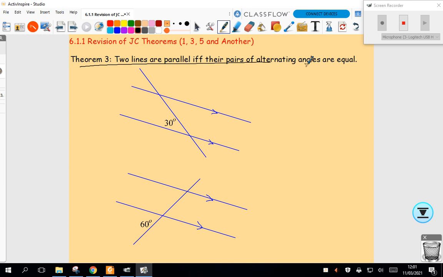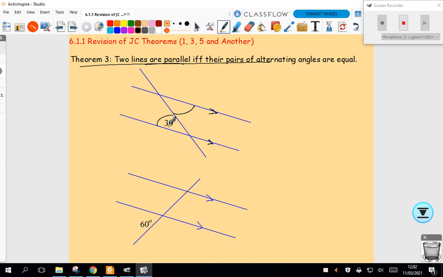Okay, so for example, if this is 30, its alternating angle. Notice it's telling us the lines are parallel. That's what these little arrows mean. We know the two lines are parallel if and only if their pairs of alternating angles are equal. So if they're parallel, we can conclude that their pairs of alternating angles are equal. Alternating angles are on opposite sides of the transversal.